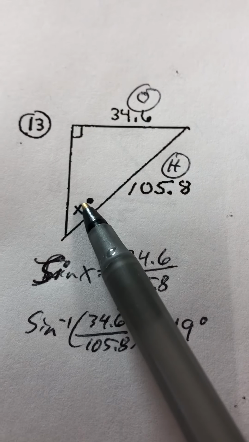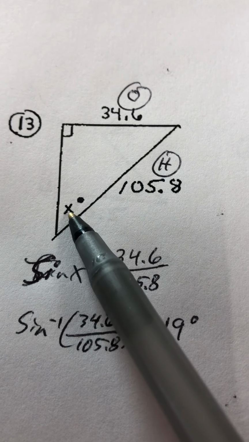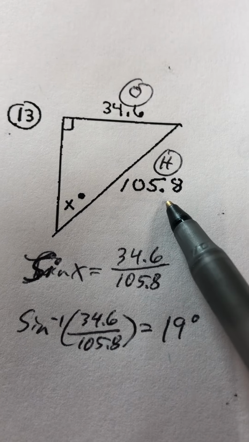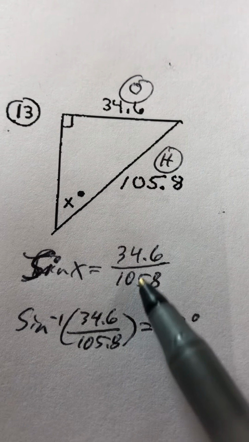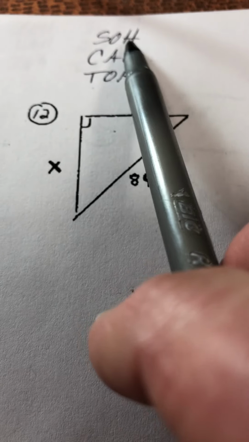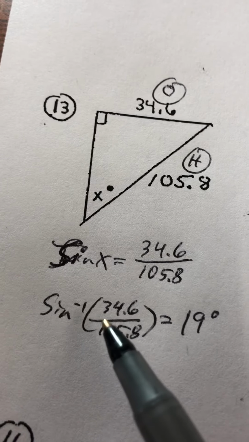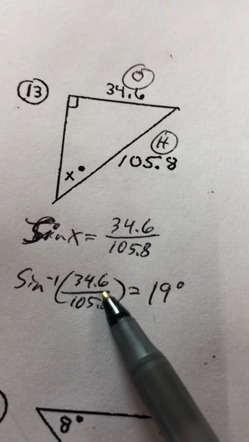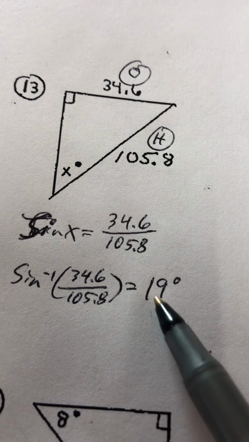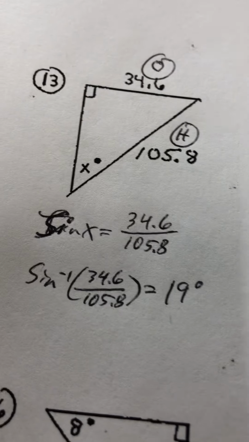Number 13, I want this one. I want to know this angle, so I have the opposite over the hypotenuse. Opposite over hypotenuse is going to be OH. The only one with OH is going to be sine. So I'm taking the sine -1 function with my opposite over the hypotenuse, and I get 19 degrees.